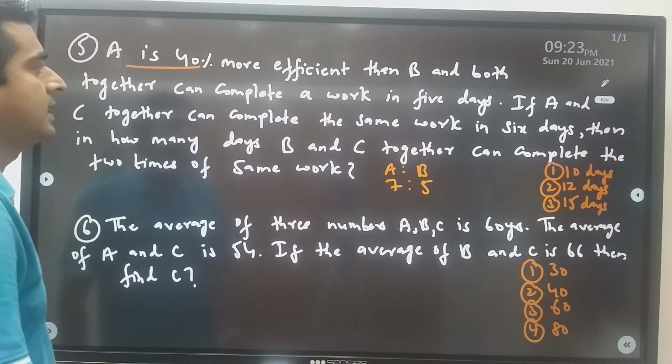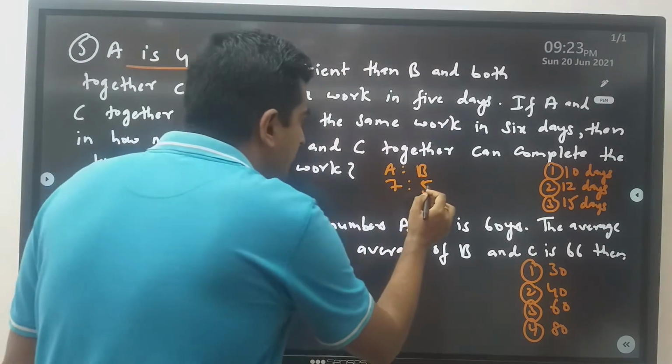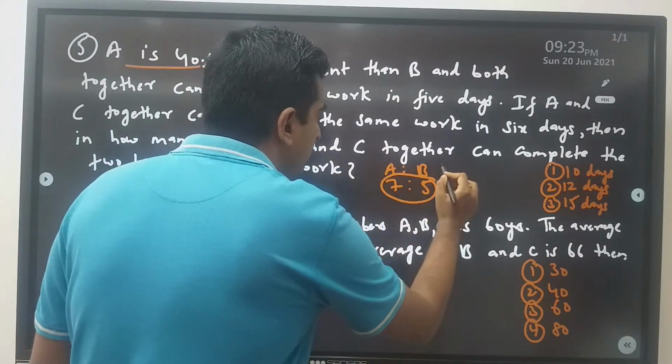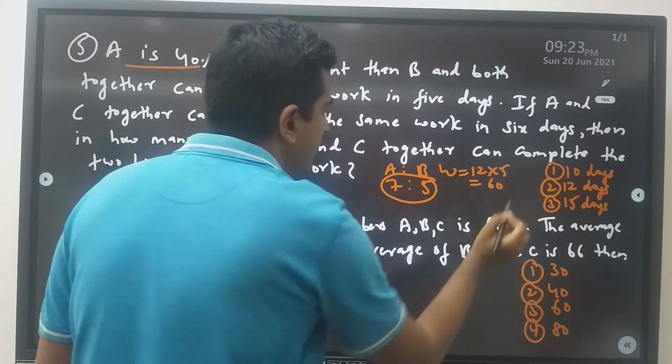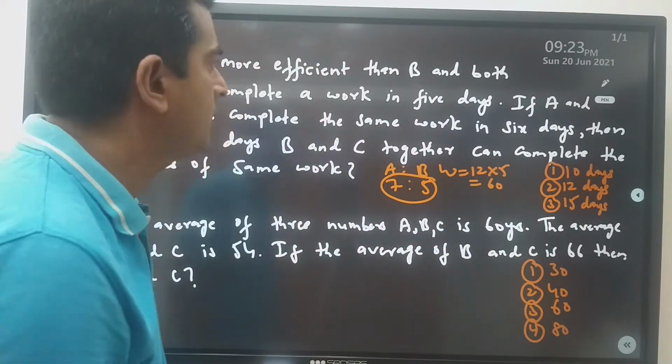Together they can complete the work in 5 days. What is the together part here? 7 plus 5, 12. So the work is how much? 12 into 5, which is 60. Efficiency into days is equal to work.